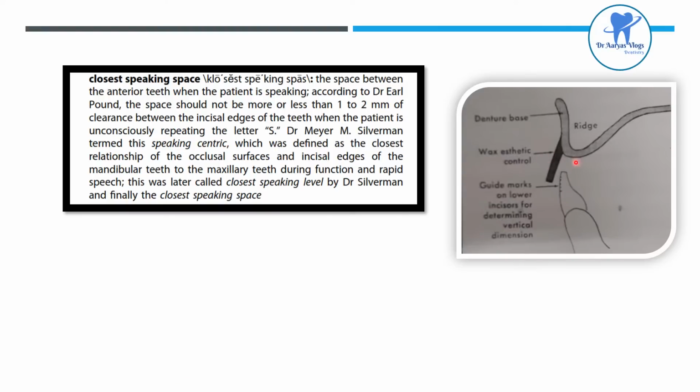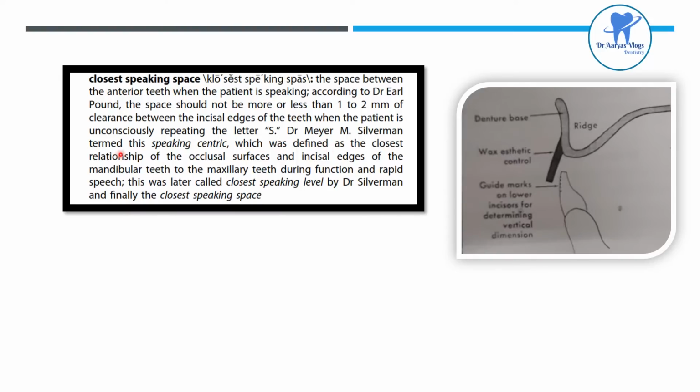And here the patient was made to sit erect and close into the maximum intercuspation. When the patient is edentulous, a wax aesthetic controlled rim is added to the labial region. Then a line was drawn on lower anterior teeth at the horizontal level of the incisal edge of opposing upper anterior teeth. The patient was then asked to pronounce yes, as in yes, and the closest speaking line was drawn on lower anterior teeth.